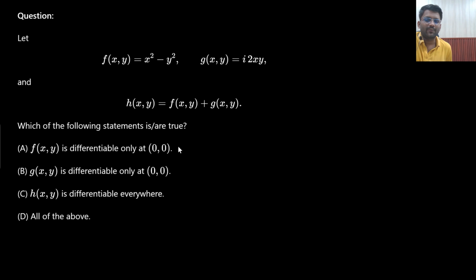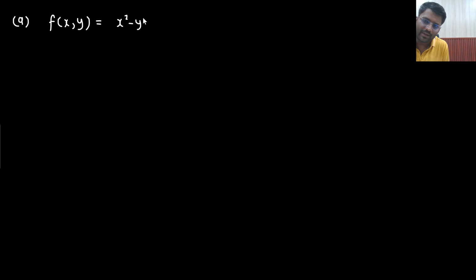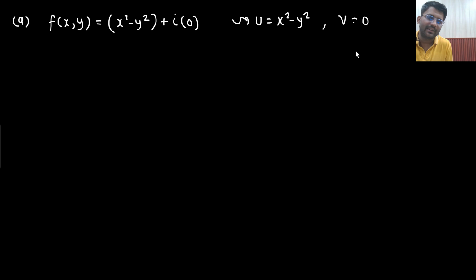The first option is that f of x comma y is differentiable only at 0 comma 0. What you need to find out is the differentiability of f of x comma y. What is your f of x comma y? You are only discussing f of x comma y, which is x square minus y square plus iota 0. Here, what is the real part? The real part is x square minus y square, and the imaginary part is 0. This is the scenario.